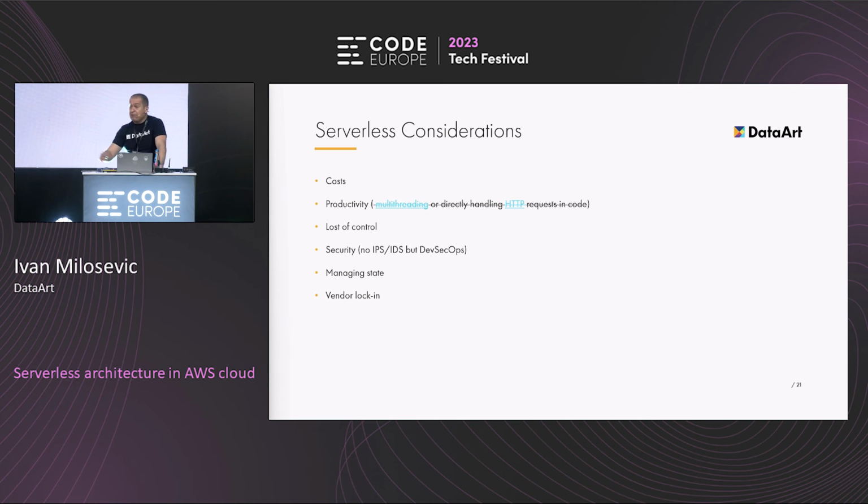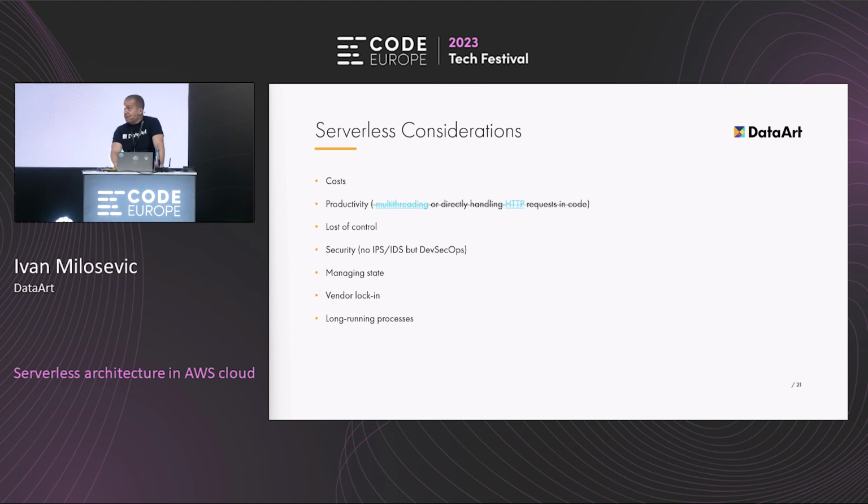Vendor locking, probably the worst enemy of serverless. Why? Because you cannot pull the Lambda code from, for example, AWS, throw it to Google and expect that it's going to work. No, definitely. You need to rewrite it, or you decide not to use serverless if you have that kind of problem.